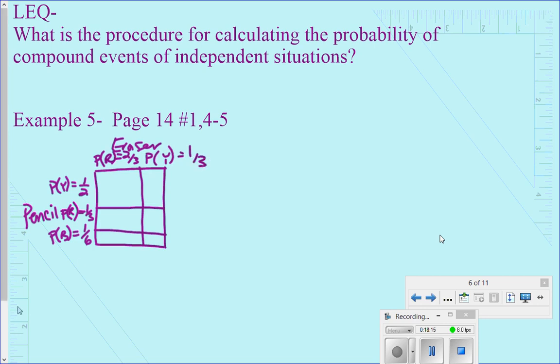Now we have independent events here, so eraser and pencil, they don't affect one another. So remember, we just multiplied to get the probabilities. So 1/2 times 2/3, looking at the diagonals, gives me 1/3. 1/2 times 1/3 is 1/6. 1/3 times 2/3 is 2/9. 1/6 times 2/3 is 2/18, which is 1/9. 1/3 times 1/3 is 1/9. And 1/6 times 1/3 is 1/18.